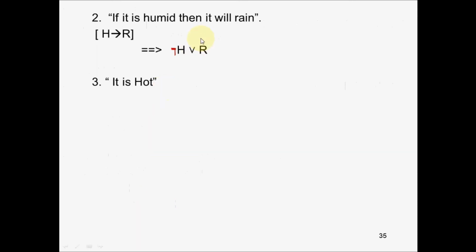Always remember. Now third, it is hot. Now it's very simple. It is hot, and O represents hot. A single O is already in clausal form. I told you, a single proposition, using the idempotent rule, P is equivalent to P or P. So here O is equivalent to O or O. That means a single proposition is also a clause. So this is already in clausal form.